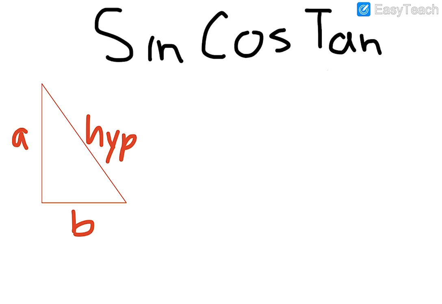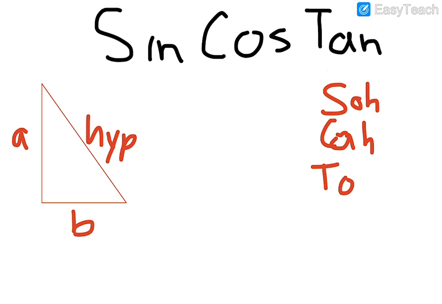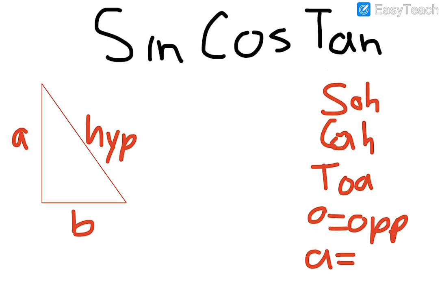The next thing we need to know is SOHCAHTOA. So the O represents the opposite side. The A represents the adjacent side. And the H represents the hypotenuse. So this is the ratio of sine, cosine, and tangent.